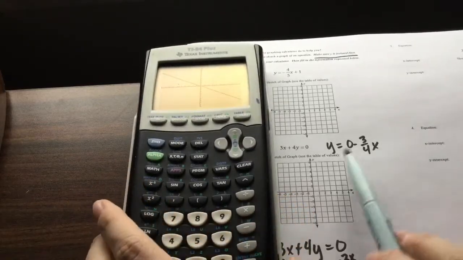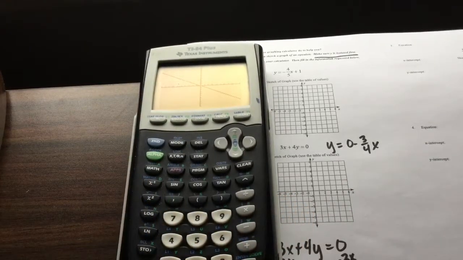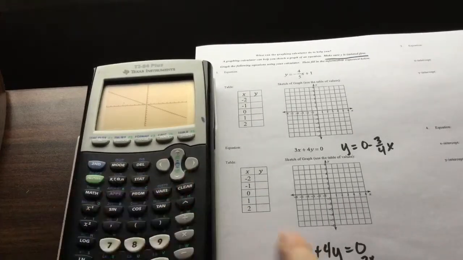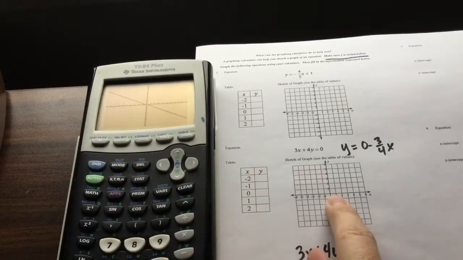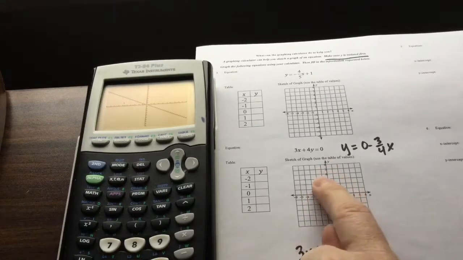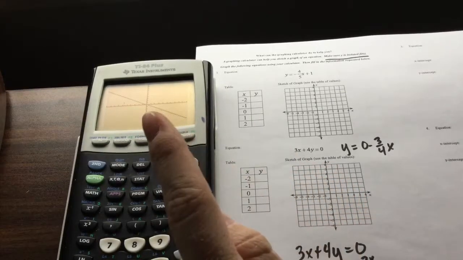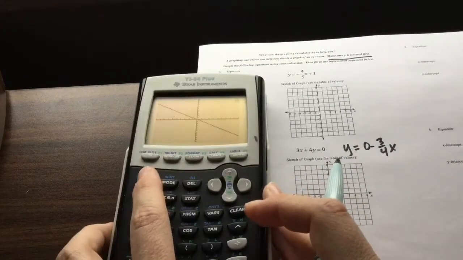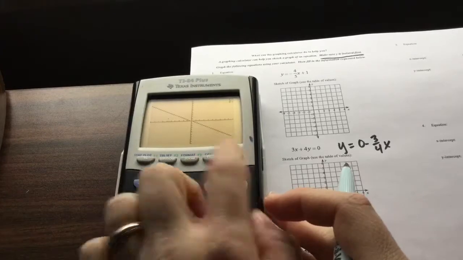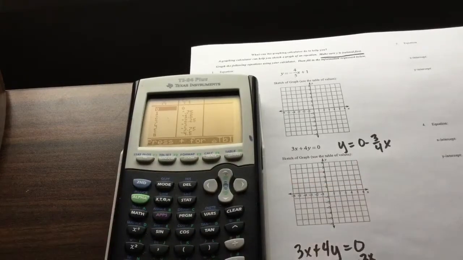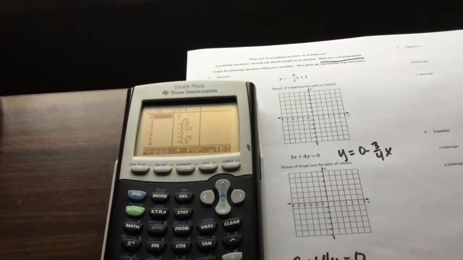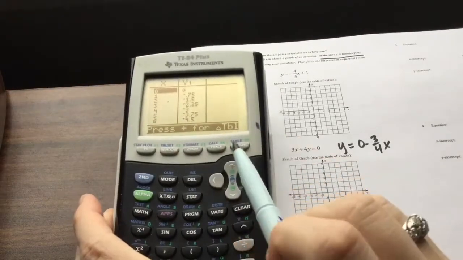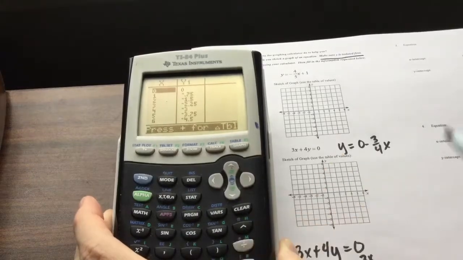Now I need to graph this by hand. One way that I can do that is I can use a table, because if I can get a table of values, I can plot those values on my graph and make a more accurate graph than just kind of sketching this line. So if I go to second and then graph, that is also a table. The word table is in blue above the graph button, and anything that's in blue I can get to by pressing second.